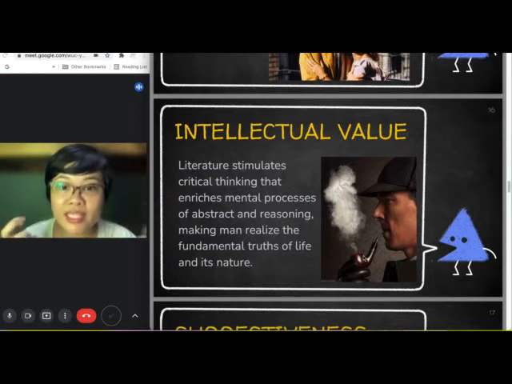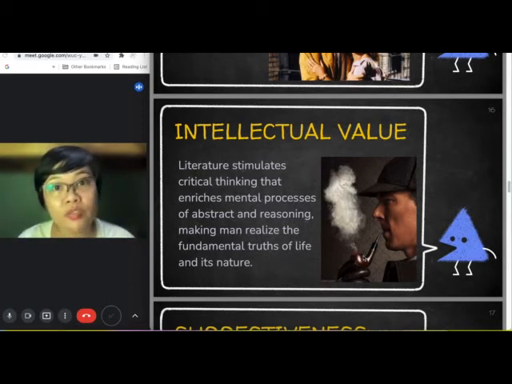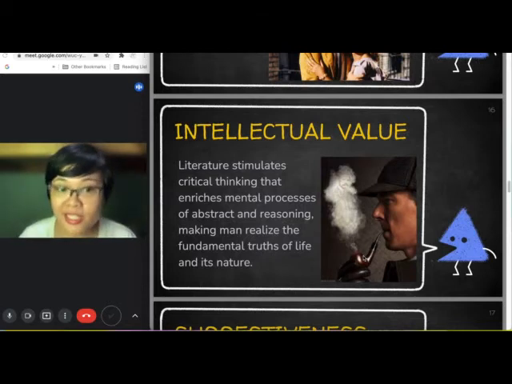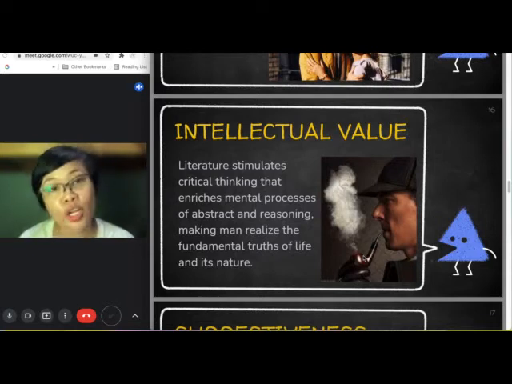It makes us intelligent. The explanation is very long. In short, the intellectual value of literature is that it makes us intelligent, it makes us smarter, all right? And there could be no other perfect example than Sherlock Holmes.